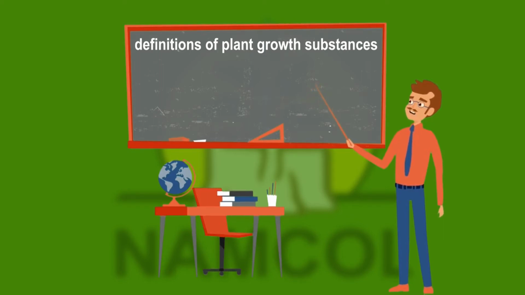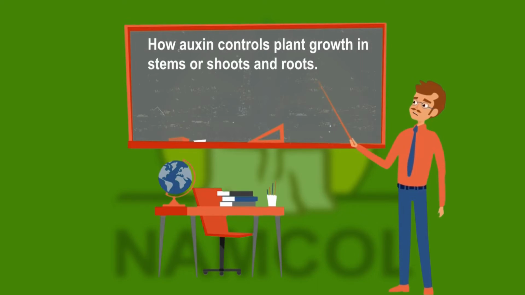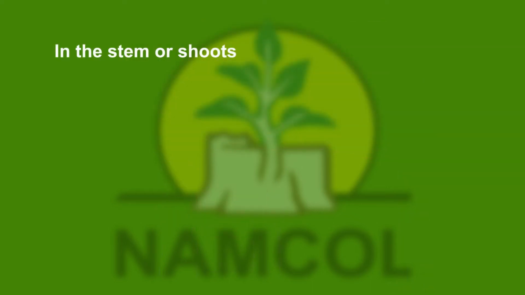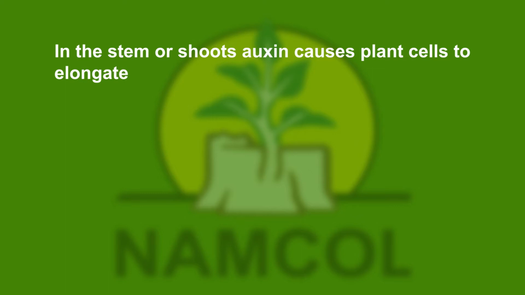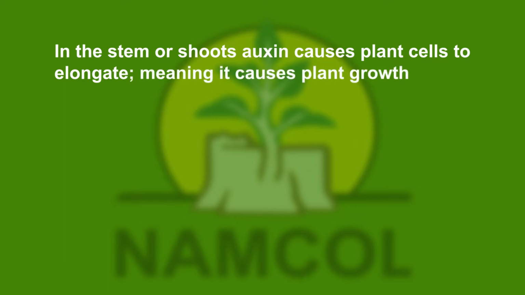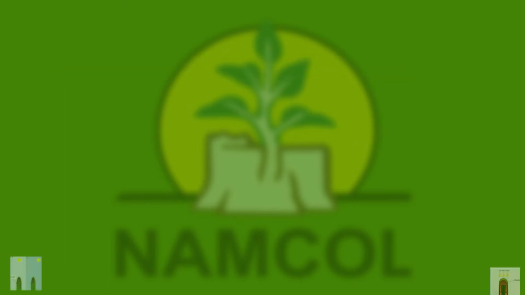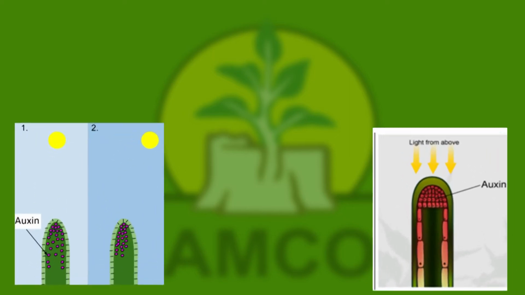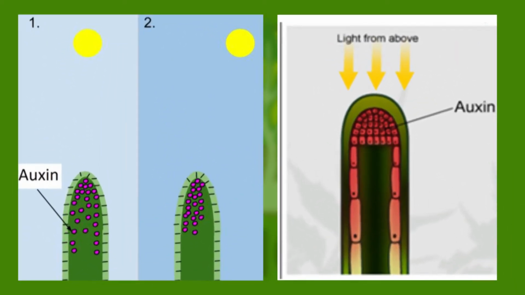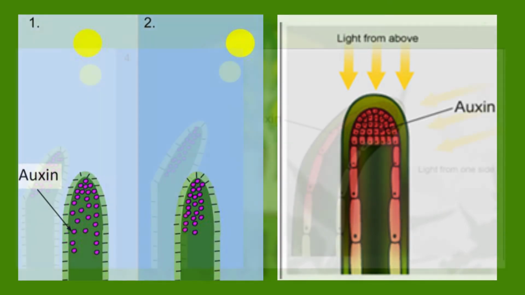Now that we have established the definitions of plant growth substances, gravitropism and phototropism, and gave a few examples of plant growth substances, let us focus on how auxin controls plant growth in stems or shoots and roots. In the stem or shoots, auxin causes plant cells to elongate, meaning it causes plant growth. As shown in the graphic, when a plant shoot is directly under light, auxin produced in the growing tip spreads equally down both sides of the shoot, causing the plant shoot to grow upward.